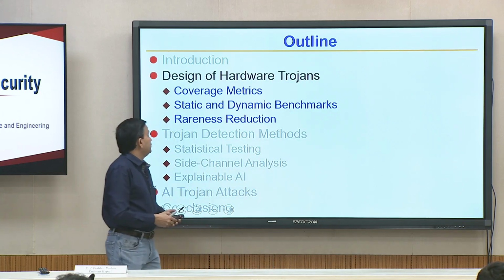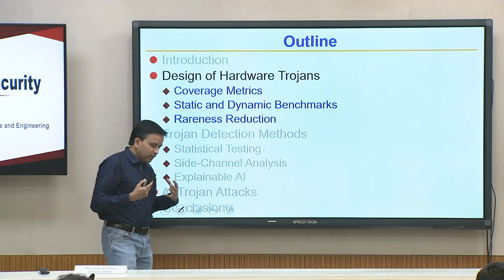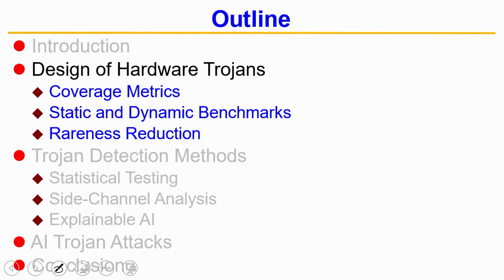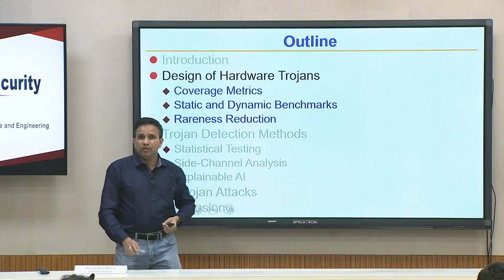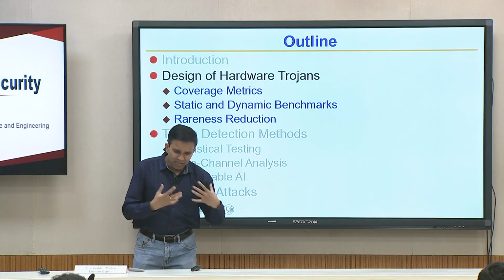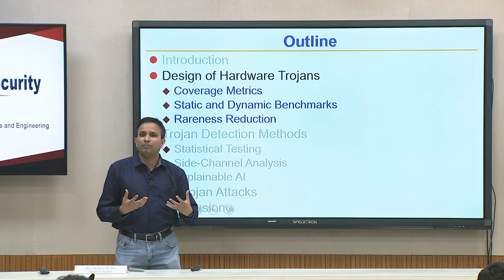What I am going to do is talk about anything you design, although today I am going to talk about hardware Trojan, there are many other attack models. For anything you attack, there are 3-4 core components you want to talk about. What is the coverage metric? What is the metric? Because in the functional domain it is very well defined. What is the metric?